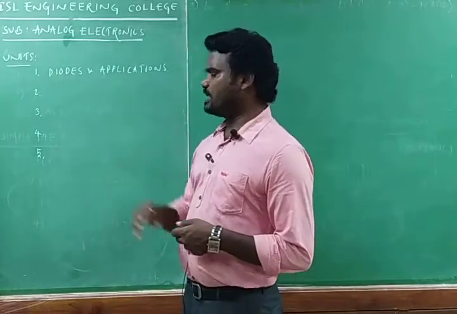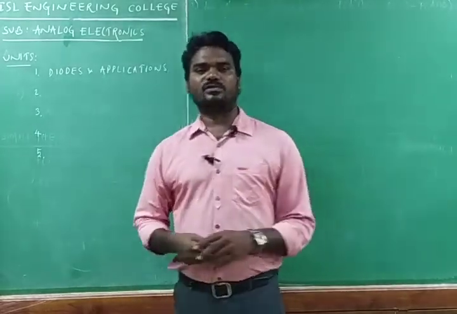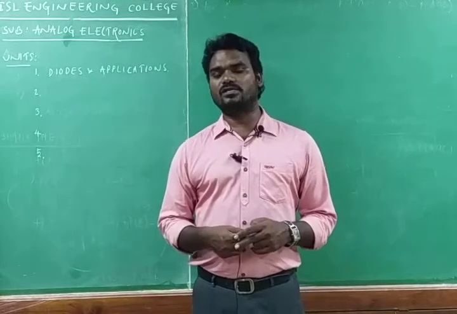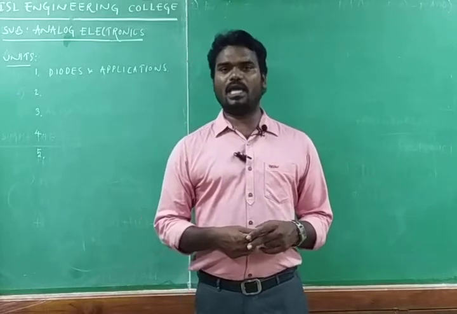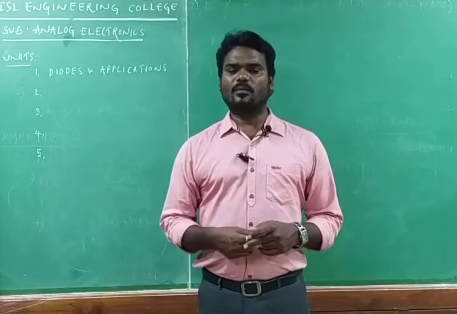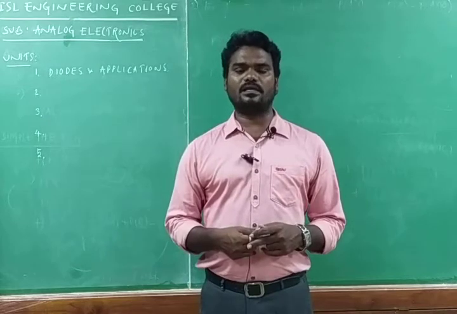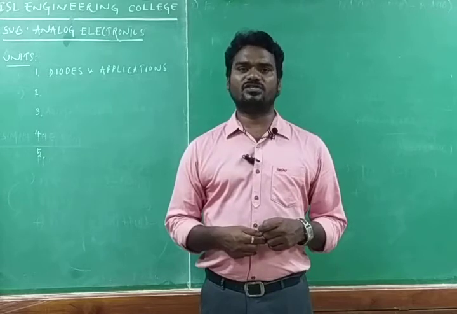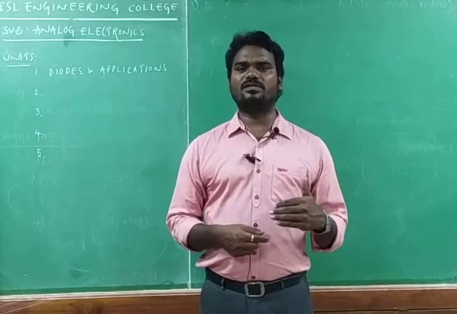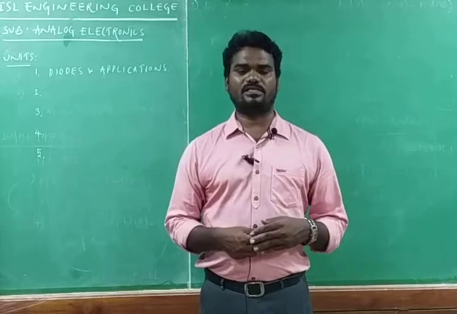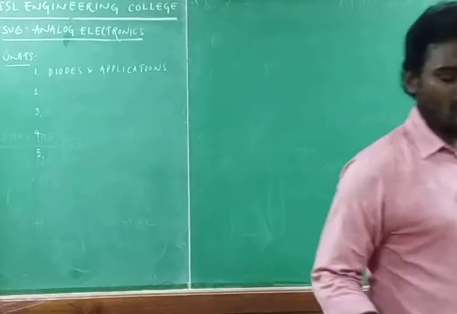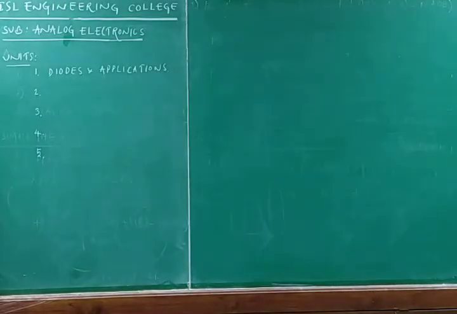Mainly, in the first unit we are going to study two diodes. One is called the PN junction diode, another one is called the Zener diode. PN junction diode, that means what? P is one semiconductor, N is another semiconductor, they join together and form the PN junction diode. By studying its behavior and its characteristics, we have to discuss what specific applications we can have. That is the first unit.